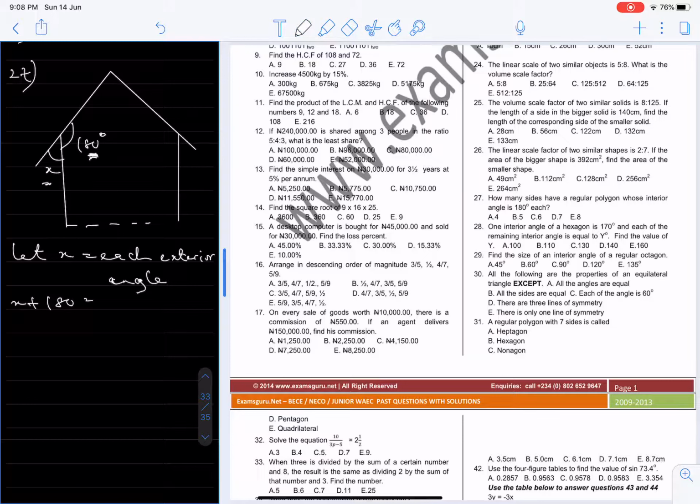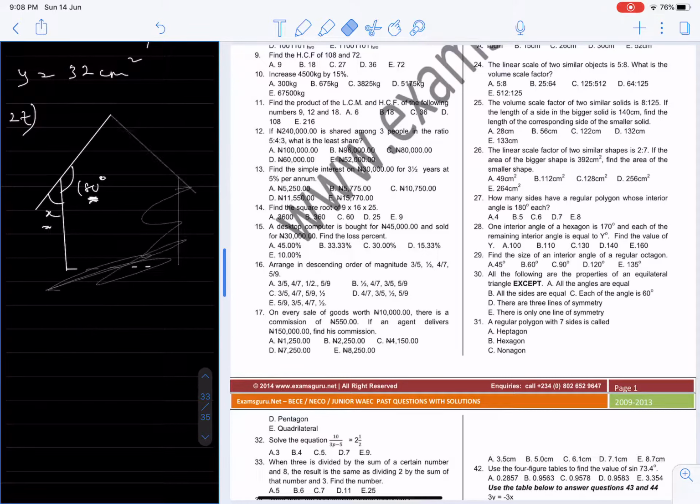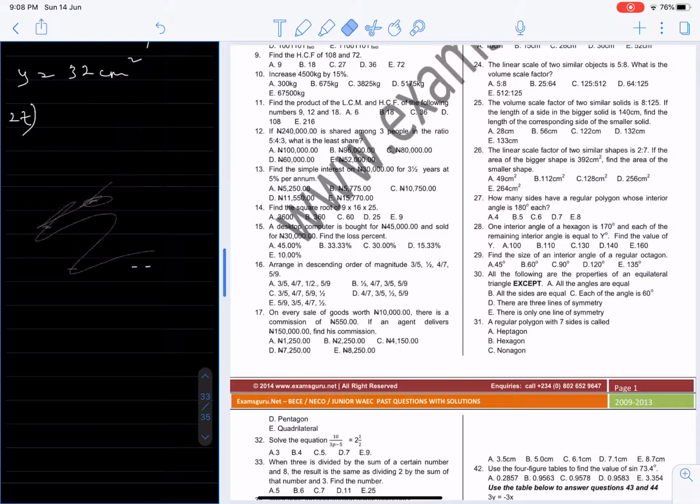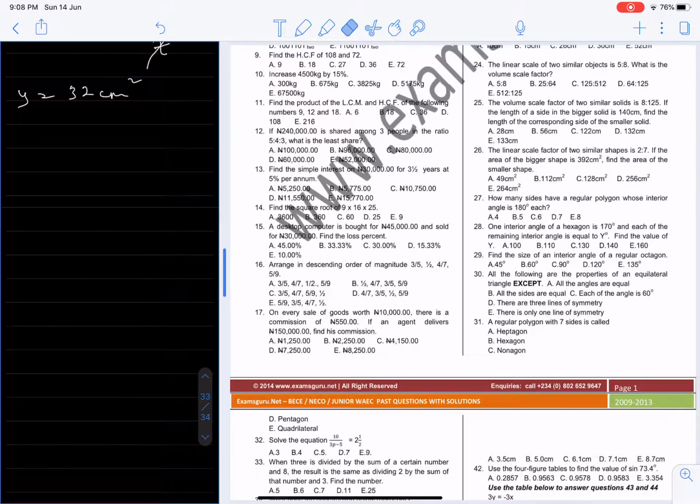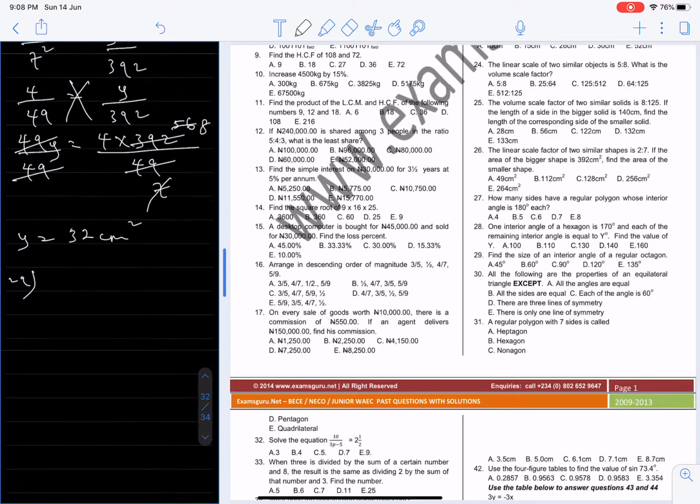No. How many sides has a regular polygon whose interior angle is 180 degrees? Is that supposed to be 180 degrees? I don't think that question is quite clear because it's supposed to be a convex polygon. In a convex polygon, none of the interior angles is up to 180 degrees. That question looks a bit clumsy, so let's just go to another so that we don't waste time. Number 29.